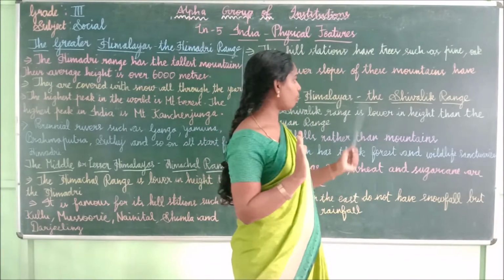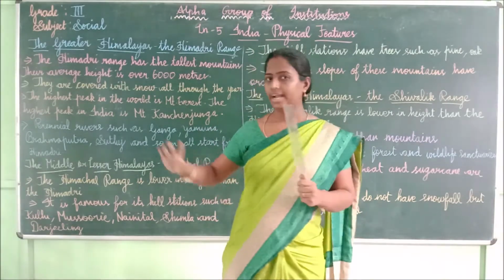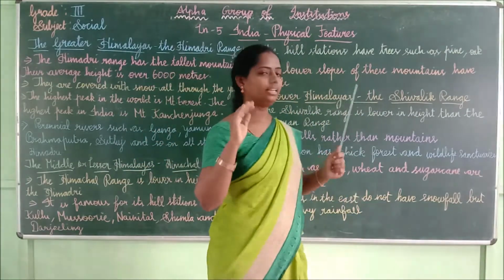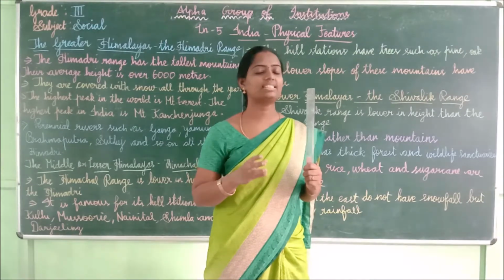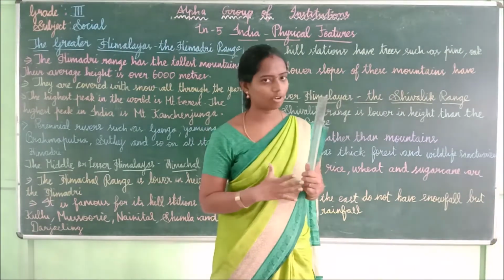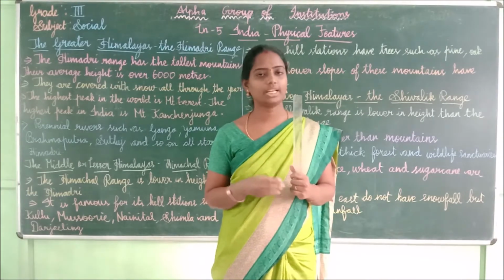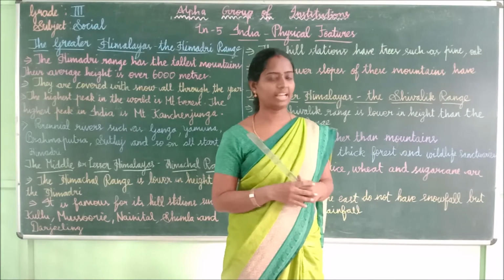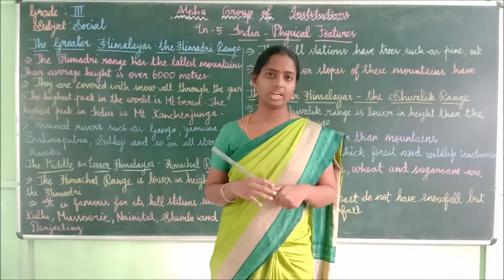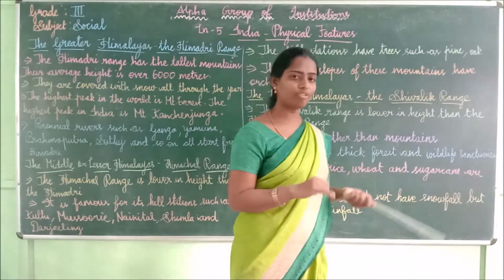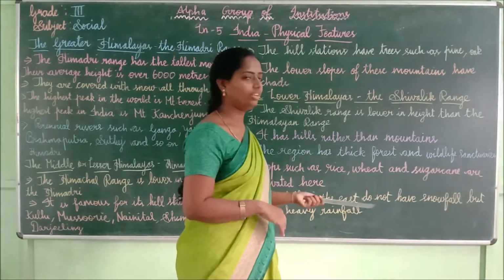Okay, children, this is all about the Shivalik. It is lower in height than Himachal, and it is mostly covered with hills rather than mountains, and the region has thick forests and wildlife sanctuaries. Many crops such as rice, wheat and maize are cultivated here. The last one is, the hills in the east do not have snowfall but have very heavy rainfall.